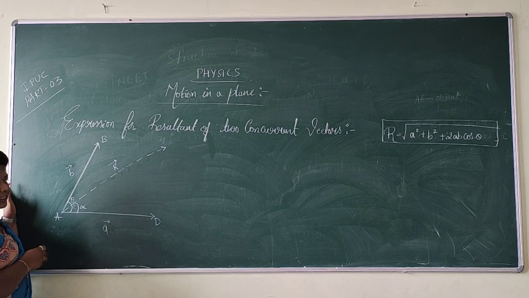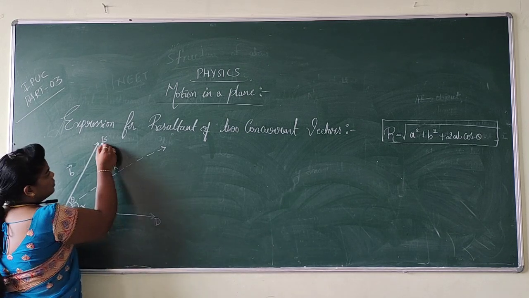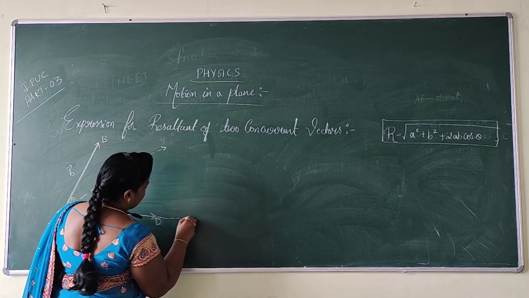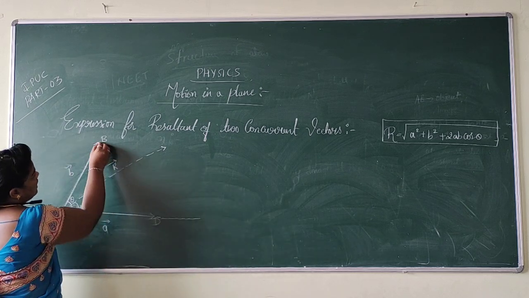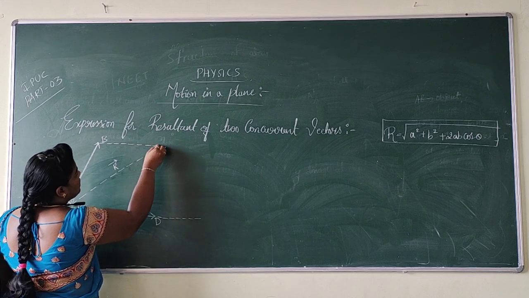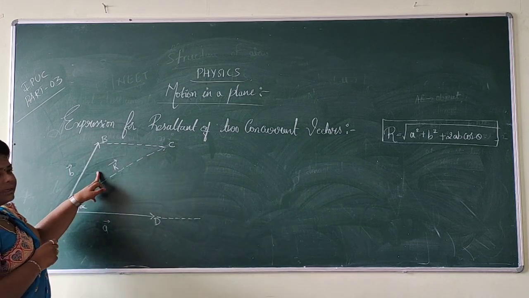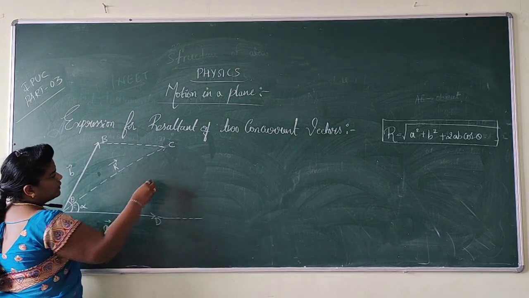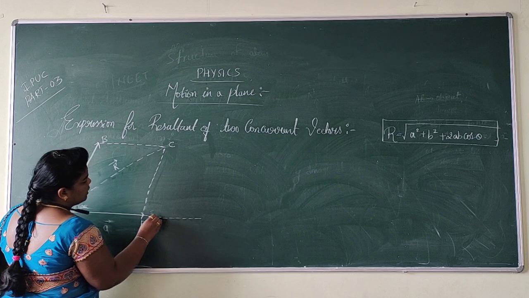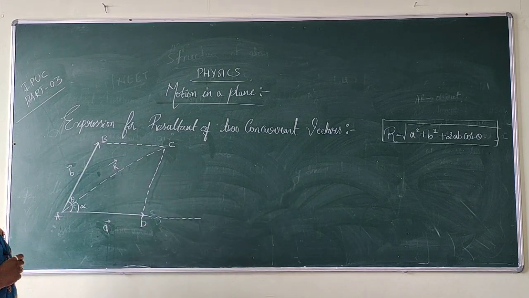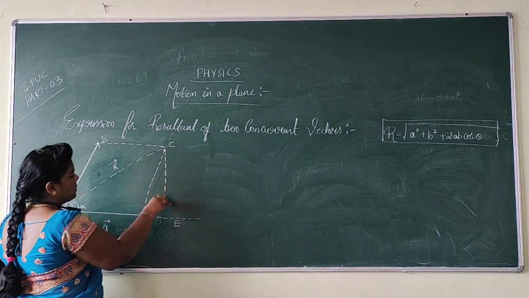To continue the calculation of the tan alpha value, I am going to extend this vector A. Now I am going to join BC, where AC is the resultant vector capital R. And similarly, I am going to join CD. Now let us draw a perpendicular to DE from C.